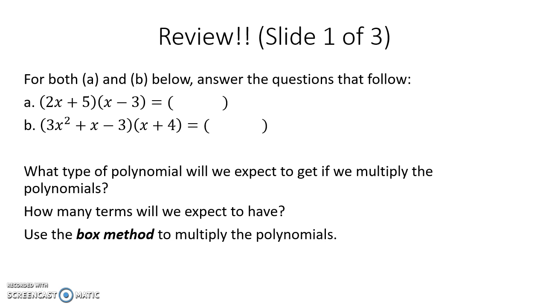For B, we want to know what type of polynomial we will get if we multiply a quadratic by a linear. The polynomial we should get is a cubic, and we know a cubic has 4 terms. You can see those answers on the next 2 slides.